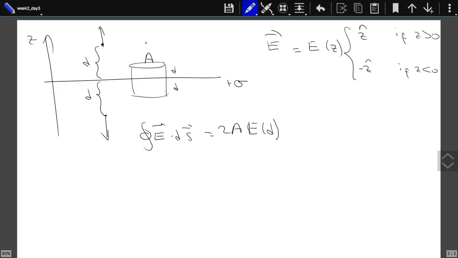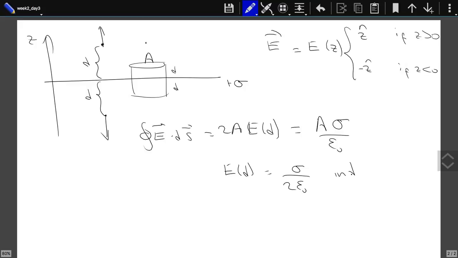On the top and on the bottom, the electric field, E and dS, are in the same direction. And E is constant at the top and at the bottom, so I can just take it out in each one of those integrals. Both the top and the bottom just contribute E times A. I have 2 of them, twice E times A. And the Gauss law tells me that this should be equal to A times sigma over epsilon 0. The A's cancel, so the electric field is sigma over twice epsilon 0.